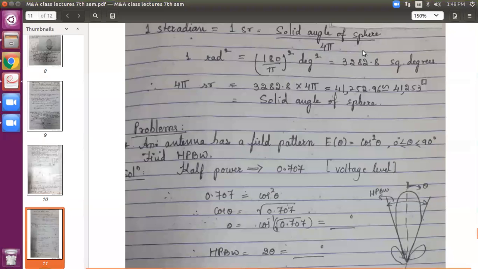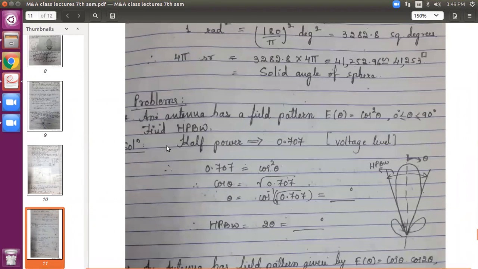Problems. So in the previous session we have seen how to get the beam solid angle or beam width. Generally beam width, and more specifically, it is calculated for half power beam width and beam width between first nulls from the figure. So based on that, let us solve a few problems. They are very simple.